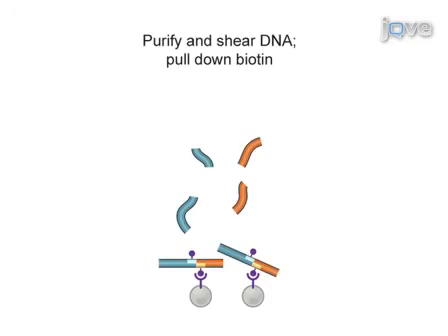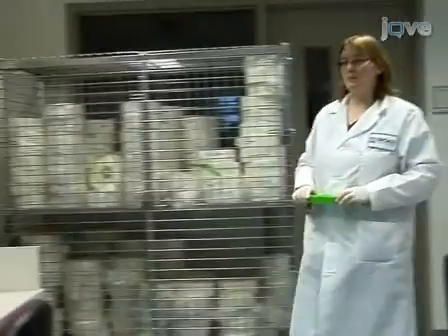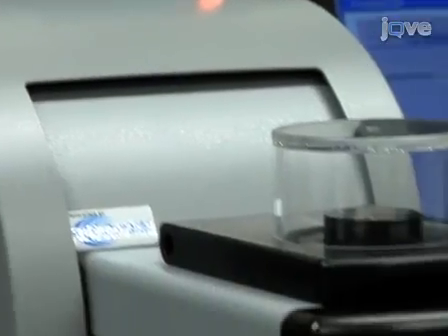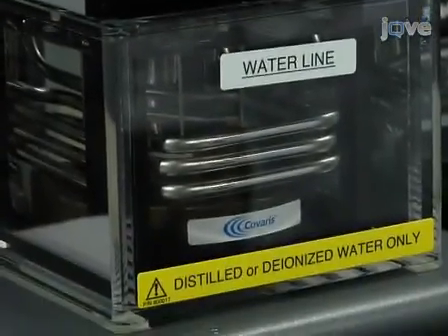To make the biotinylated DNA suitable for high-throughput sequencing, the DNA must be sheared to a size of 300 to 500 base pairs with a Covaris S2 instrument.